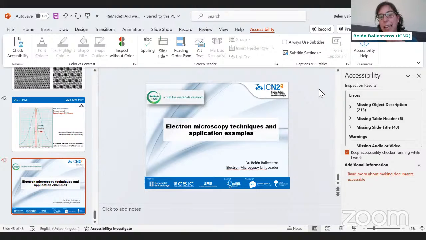So you can try to enhance the amount of signal from only the surface by changing the voltage. If you go to lower voltages, your electrons are not penetrating so much, so your EDX signal will come more from the surface. I don't know if my explanation was clear.